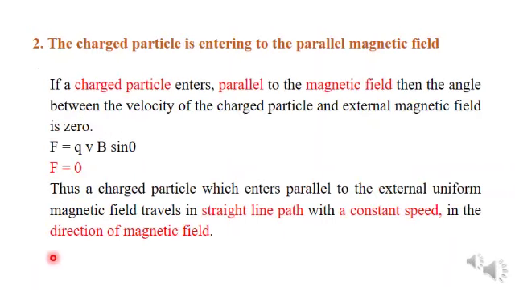If a charged particle enters parallel to the magnetic field, then the angle between the velocity of the charged particle and external magnetic field is 0. So, magnetic force F equals QVB sine 0. So, F equals 0. Thus, a charged particle which enters parallel to the external uniform magnetic field travels in a straight line path with a constant speed in the direction of magnetic field.